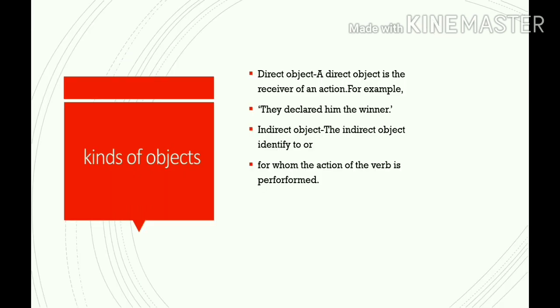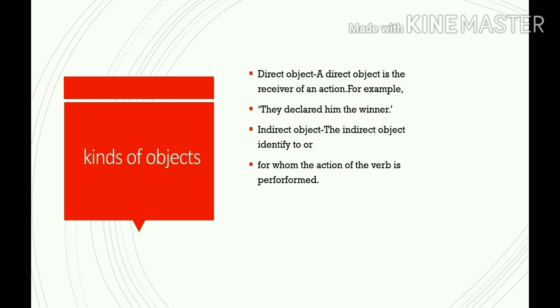Kinds of object. Direct object. A direct object is the receiver of an action. For example, they declared him the winner. In this sentence, they is the subject and declared is the verb, or you can say an action. And who is the receiver of this action? They have declared something, and who is receiving this declaration? Him. In this sentence, him is the object and he is receiving the action here, so it is the direct object here.